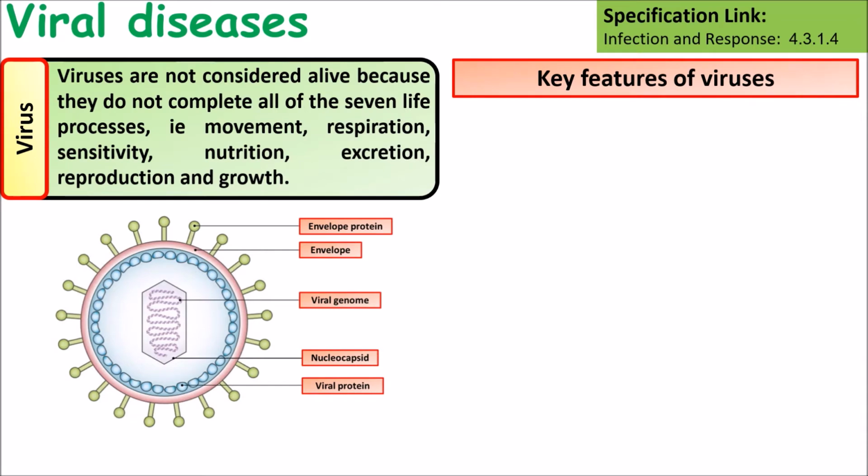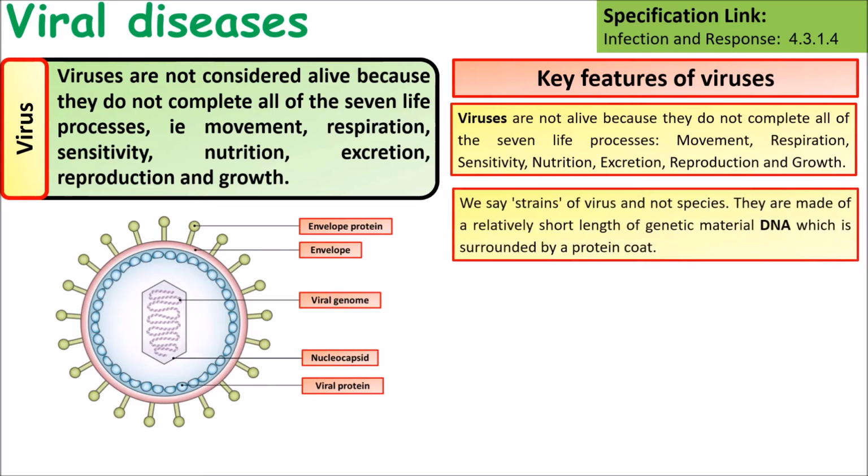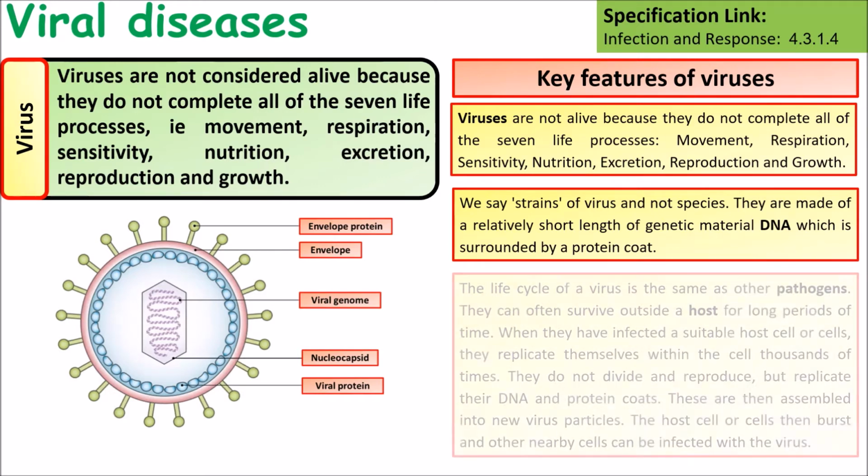Viruses have a few key features. Viruses are not alive because they do not contain or complete all of the 7 life processes. We say strains of a virus and not a species of virus. They're made of a relatively short length of genetic material which is surrounded by a protein coat.